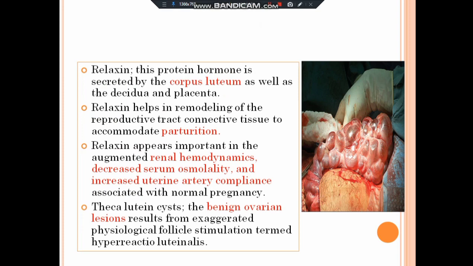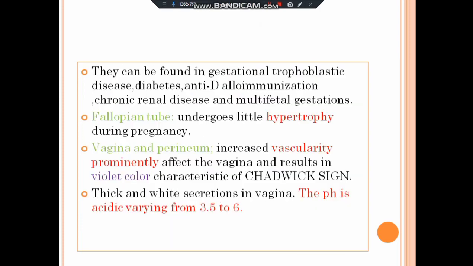Now in the picture you can find theca lutein cyst, also called hyperreactio luteinalis, which means benign ovarian lesions. There is an enlargement of the ovaries during pregnancy. Then we come to the fallopian tube.